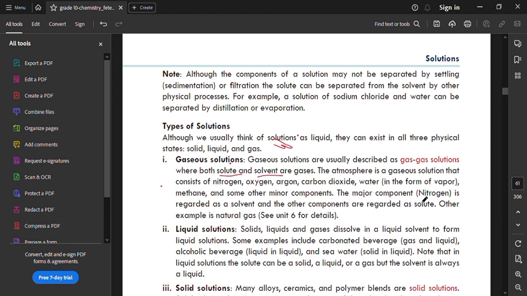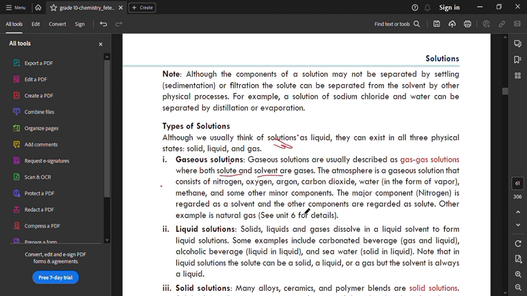The major component, nitrogen, is regarded as a solvent and other components are regarded as solutes. For example, natural gas.